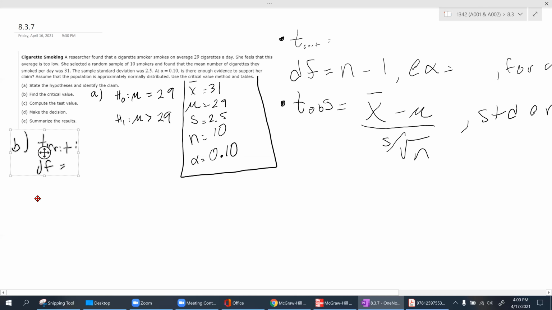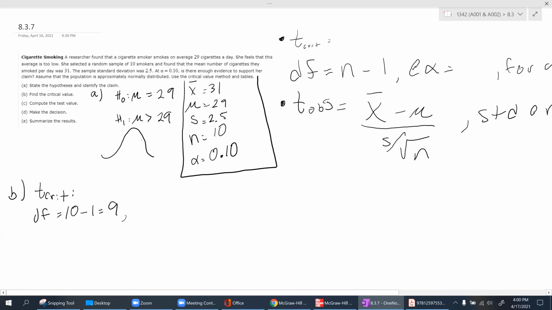So I have that. Right, so t-crit is going to be the degrees of freedom equal to n minus 1. So this is going to be 10 minus 1, which is 9. And going real quick to A, it's a greater than, so I know it's going to be a one-tailed test. So I know that going in. So degrees of freedom is n minus 1, which is 10 minus 1, which is equal to 9.